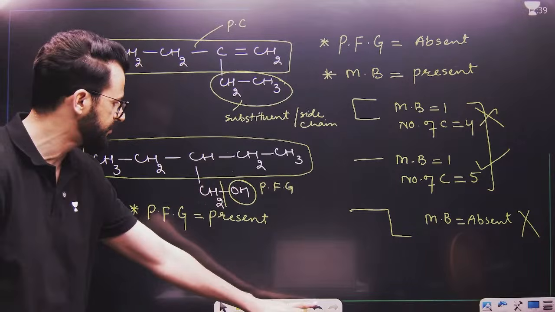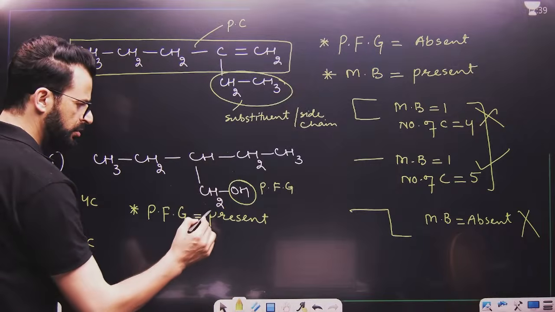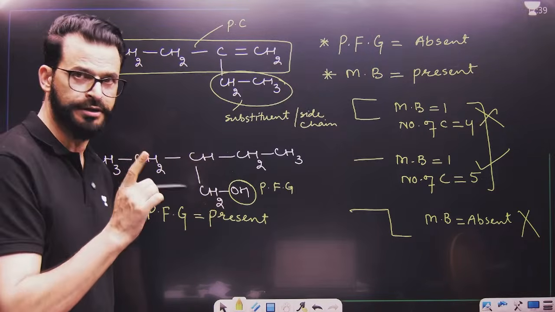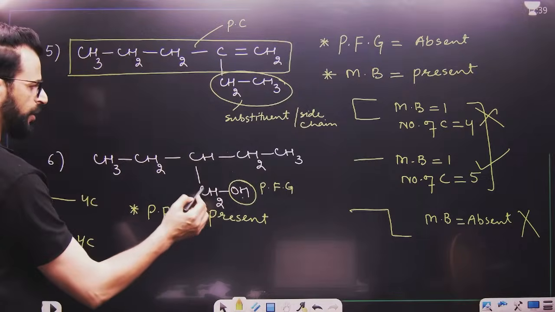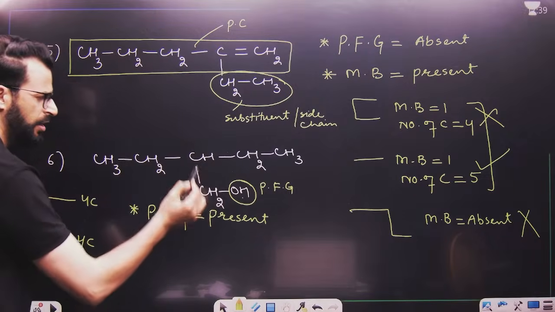Is this point clear, beta? The principal functional group attached to the carbon should be included if the principal functional group does not have any carbon. So it should be included within the parent chain. Both are having 4 carbons. Either this is the parent chain or this is the parent chain.